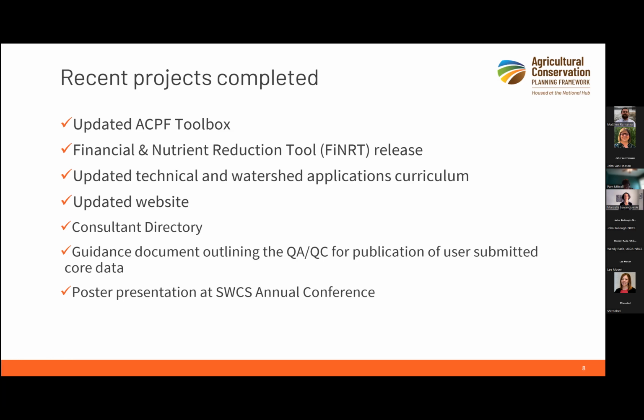And then we did also release on our website the companion economics tool, the Financial and Nutrient Reduction tool, or as I mentioned, FINE, if you want to abbreviate that. The data behind the tool is currently only available in Iowa and Minnesota, but the tool itself helps ACPF users estimate costs associated with various selected conservation scenarios that have been run through ACPF, and it could also look at the nitrate reductions associated with those practices.